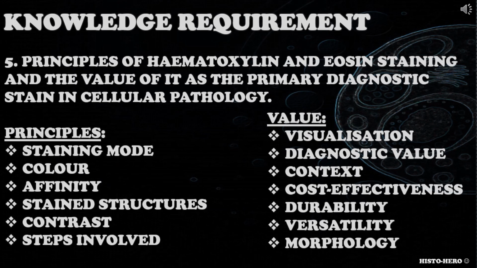The fifth knowledge requirement is principles of haematoxylin and eosin staining and the value of it as the primary diagnostic stain in cellular pathology. Candidate needs to have the knowledge and understanding about the principles and diagnostic value of H&E staining. You could ask the candidate to explain the principle of H&E staining, explain the staining mode, to name structures that are highlighted by H&E staining, to list steps involved during H&E staining, and to explain the value of H&E staining as a primary diagnostic stain.